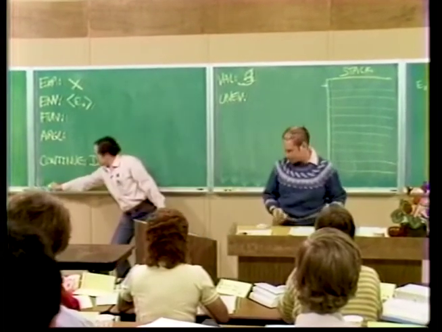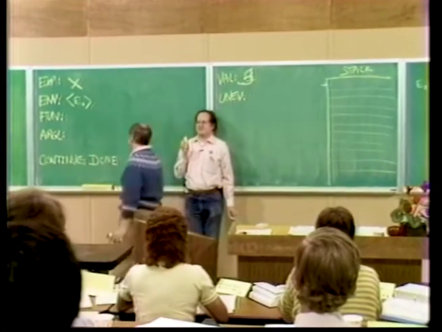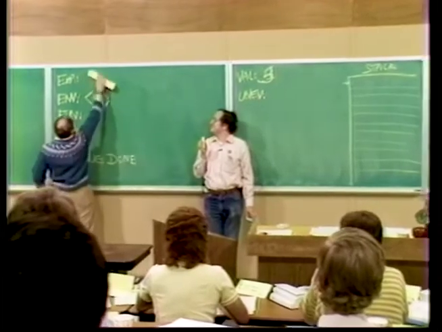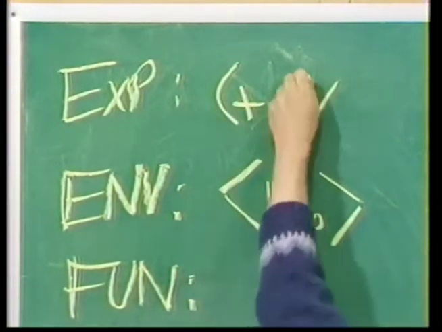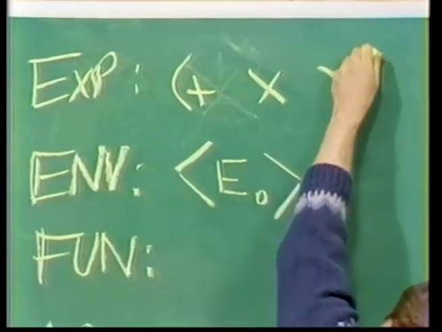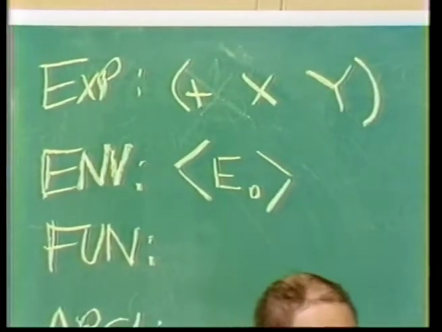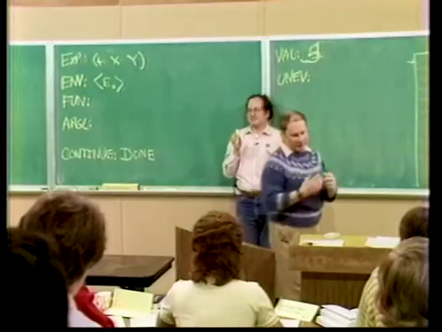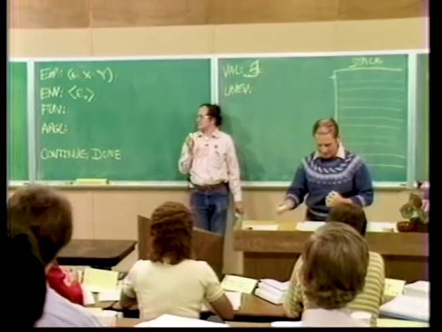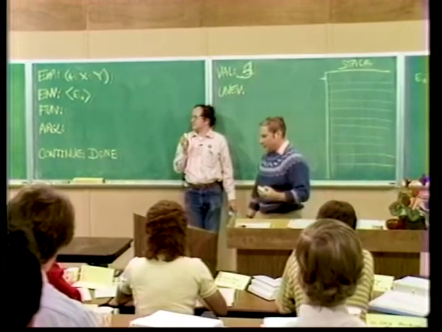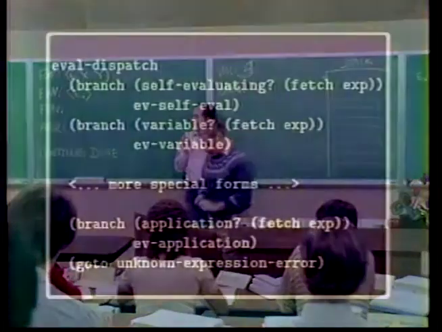Let's look at the expression, the sum of x and y. Okay, and now we'll see how you start unrolling these expression trees. Okay. Well, start again at eval dispatch.